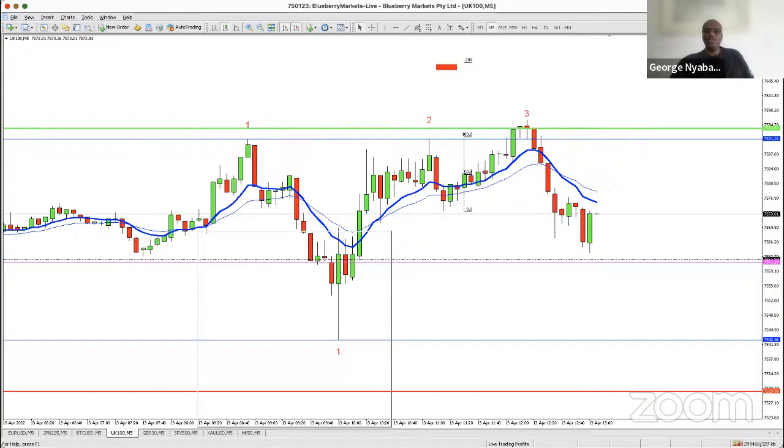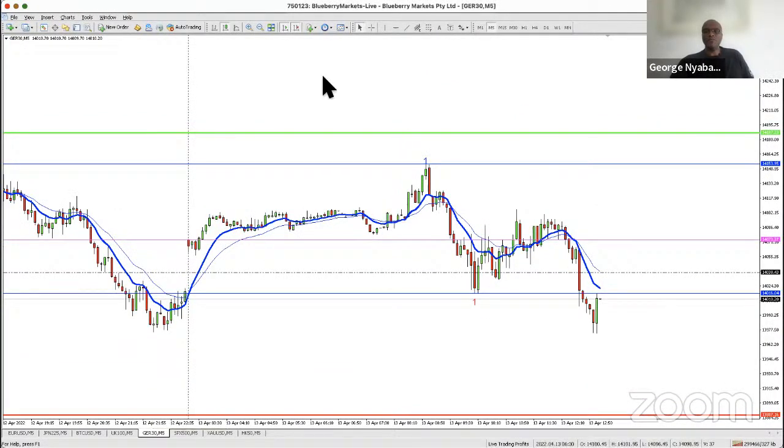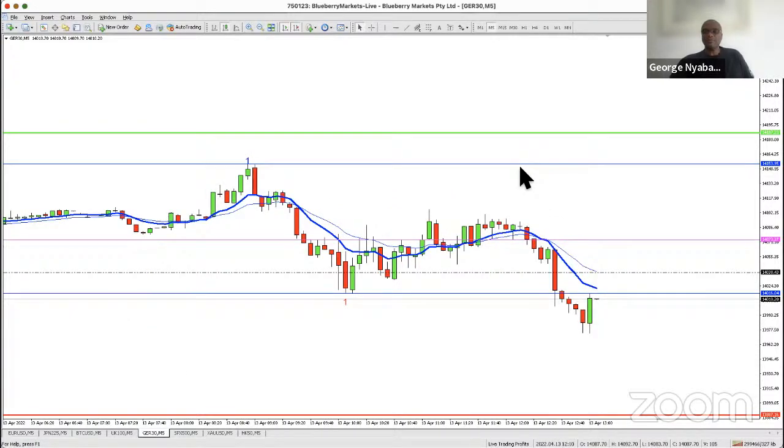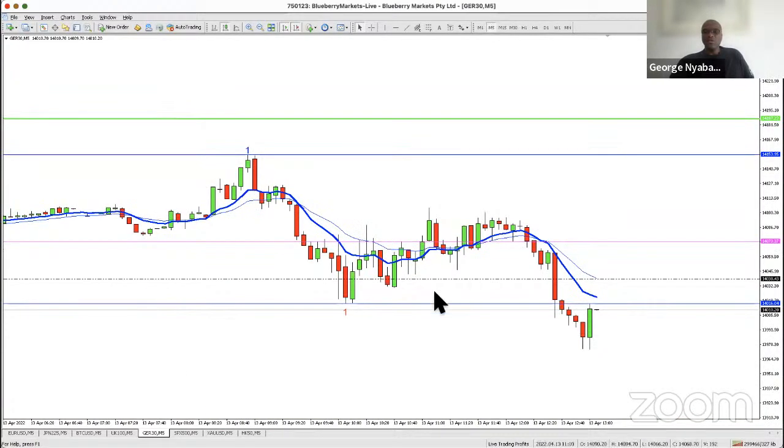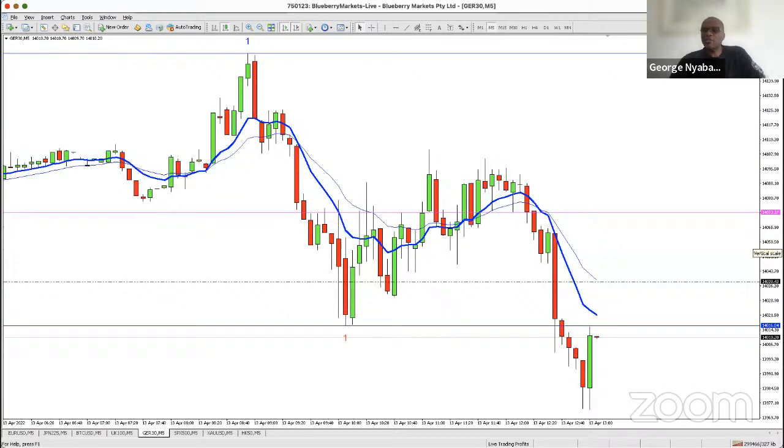Let's have a look at the GE30. So very interesting. This level here was the low of our day. So this is a failed breakout beneath the low of the day that has just transpired, and a huge reversal that has taken place. And this was at 1305. So a reversal that's just taken place.